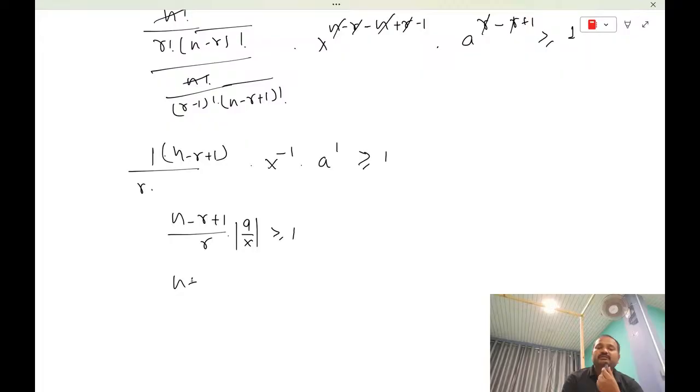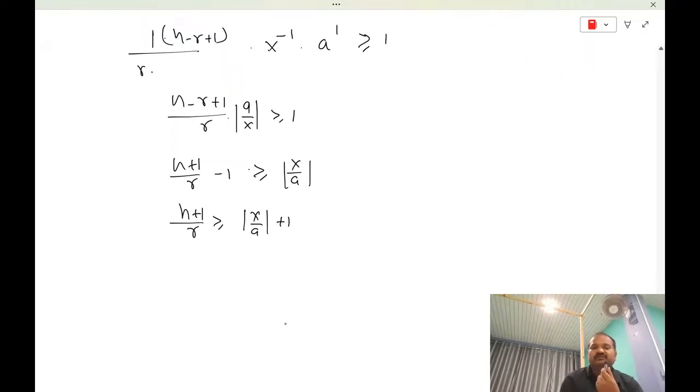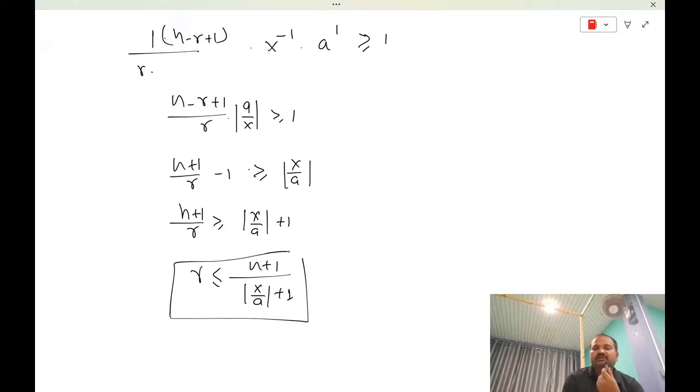Okay. So here we can write n plus 1 by r minus 1 greater than or equal to x by a. Okay, so n plus 1 by r will be greater than or equal to x by a plus 1. So from here we can say that r will be less than n plus 1 divided by x by a plus 1. This is the condition for r, so that we can find the r value.